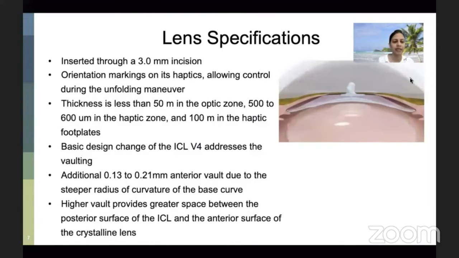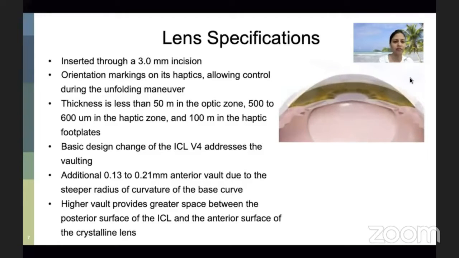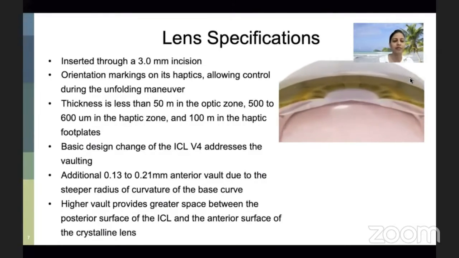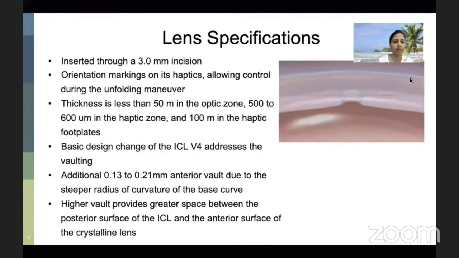The basic design change of the ICL V4 addresses the vaulting. This model has an additional 0.13 to 0.21 mm anterior vault due to the steeper radius of curvature of the base curve, which depends on the diopter power. The higher vault provides a greater space between the posterior surface of the ICL and the anterior surface of the crystalline lens, which allows fluid exchange of nutrients and prevents contact between the ICL and the crystalline lens.